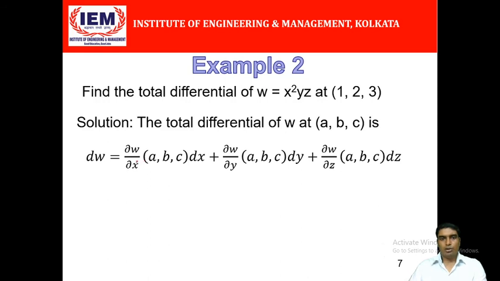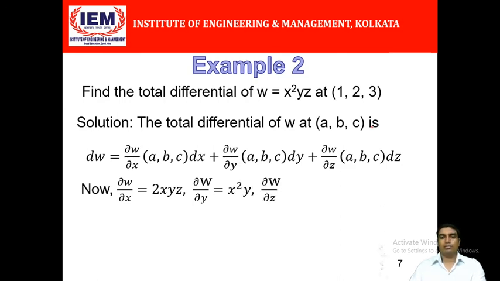Now we'll first find ∂w/∂x from the given function, so it will be 2xyz. The next one, ∂w/∂y, will be x squared z, and the last one, ∂w/∂z, equals x square y. Now I have to find the value of each of these functions at the point (1, 2, 3). So basically I'll put x equal to 1, y equal to 2, and z equal to 3 in all these equations.